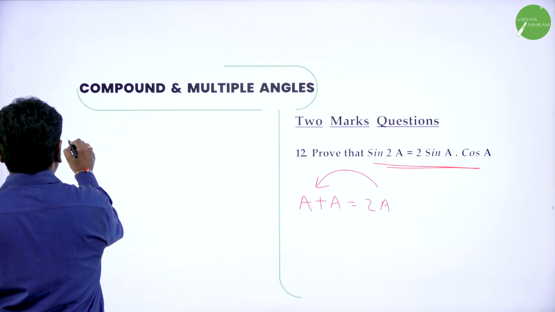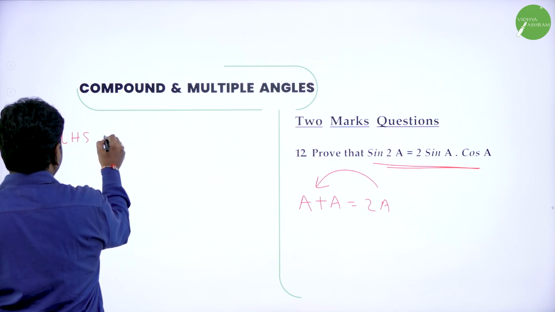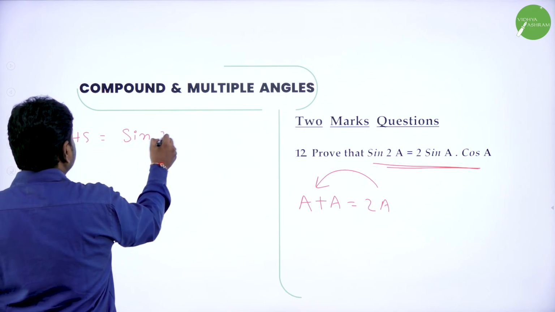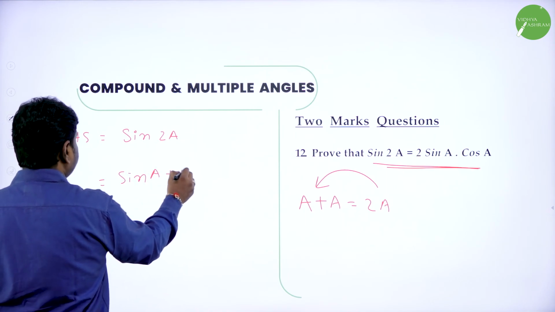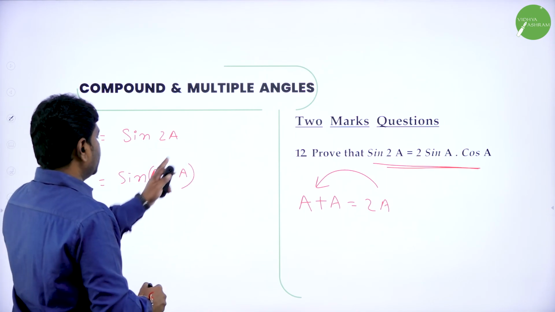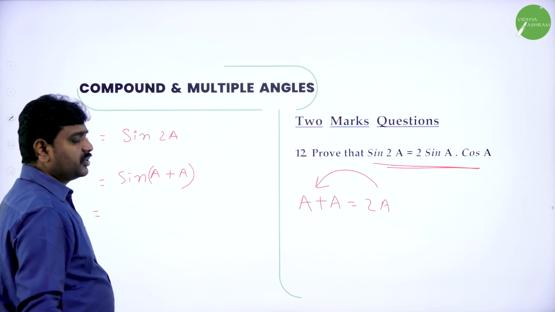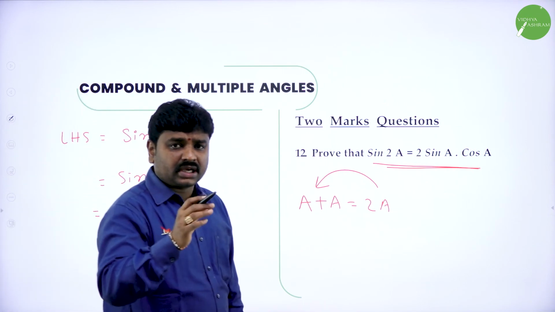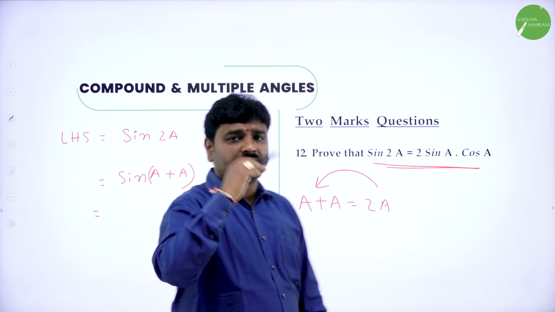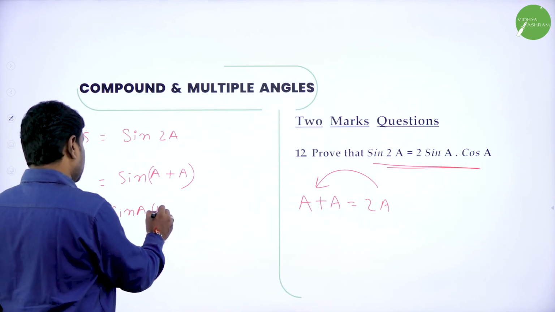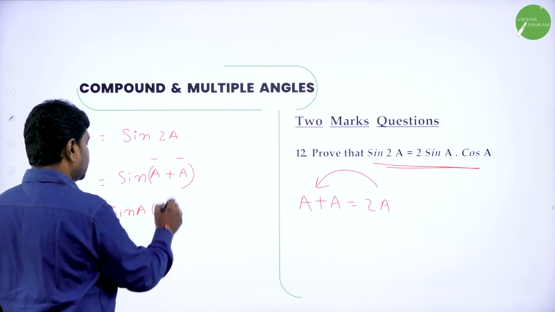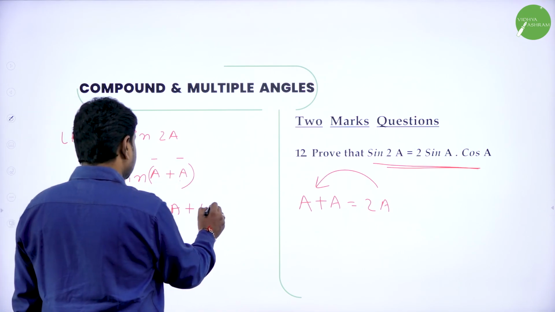So we'll take sin 2a, LHS will take. What is LHS? Sin 2a. Can I write sin 2a as sin a plus a? Instead of 2a, I'll write a plus a. Now it is in the form of sin of a plus b. What is sin of a plus b? Sin a cos b plus cos a sin b. So this will become what? A and b both are a. Sin a cos a plus cos a sin a.